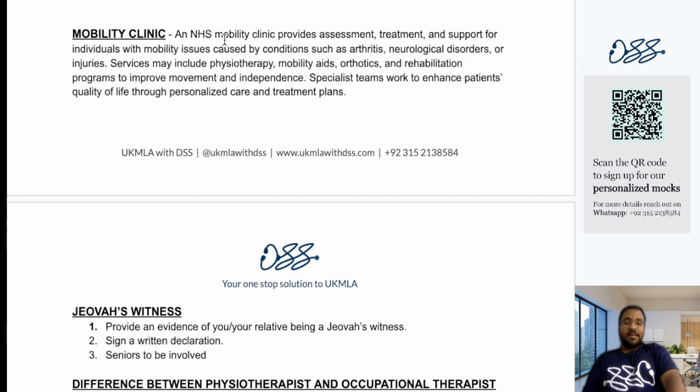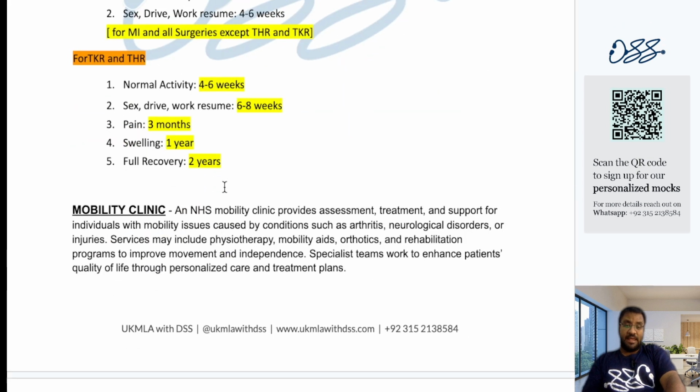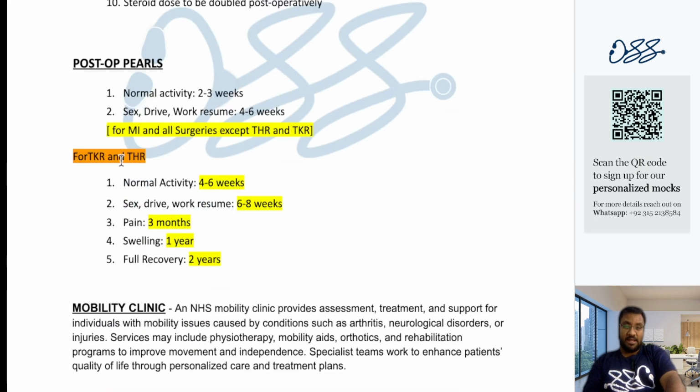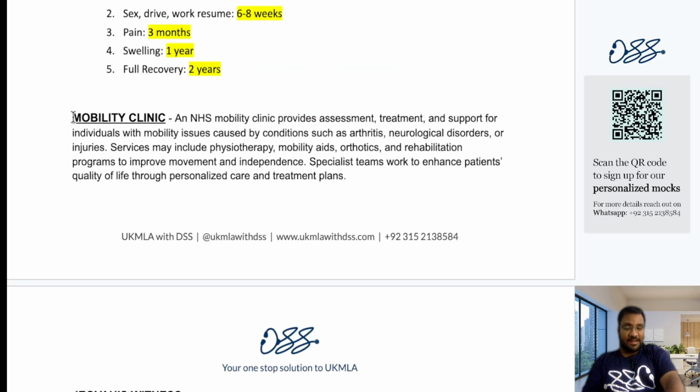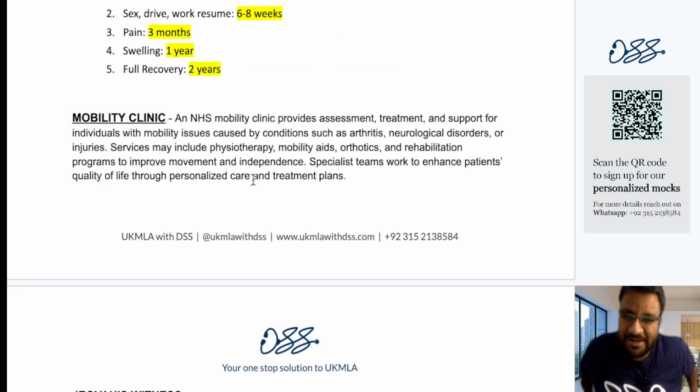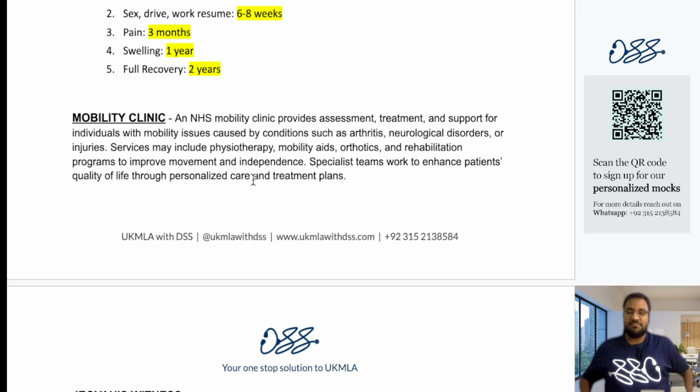All right, then there is a service that I would like to tell you about, and this would be very helpful in the total knee replacement and the total hip replacement case. That is the mobility clinic. Often patients having a joint condition, or issues like arthritis, or issues which cause problems in their mobility, it can be neurological conditions as well. But anything that is related to mobility issues, all of these patients are referred to the mobility clinic. They're not referred to orthopedics. They're not referred to physiotherapists separately, but to the mobility clinic, because it's a one-stop solution.